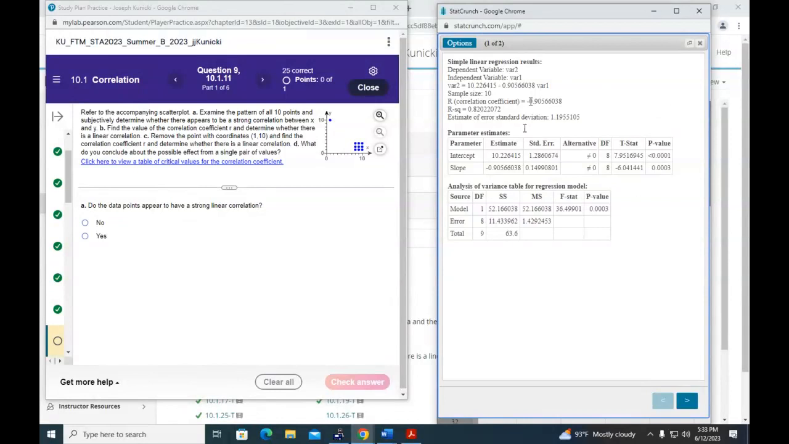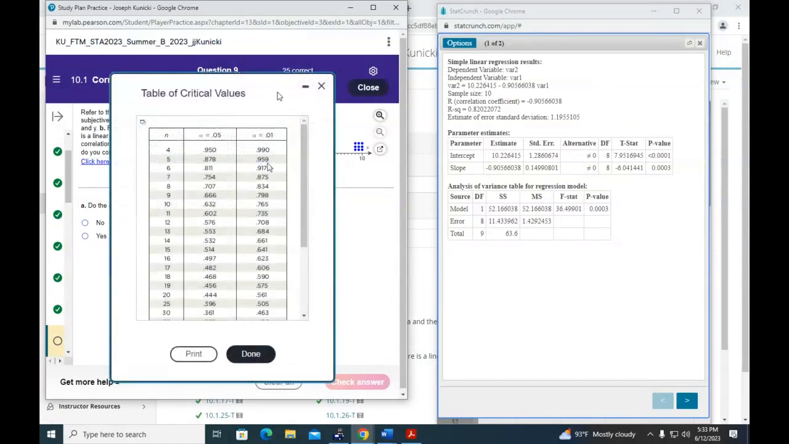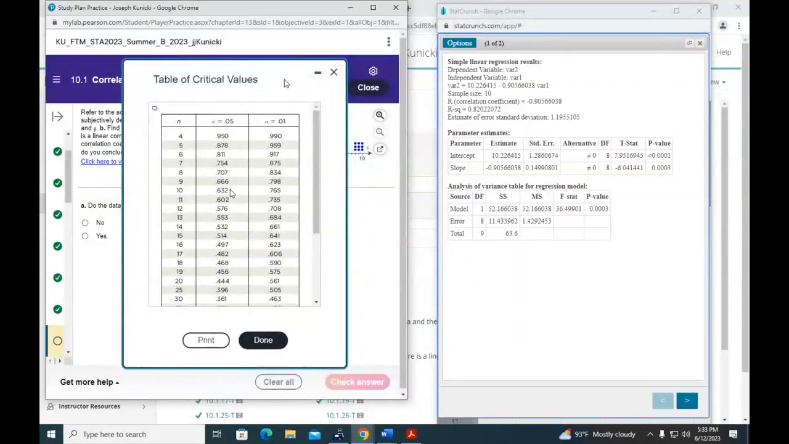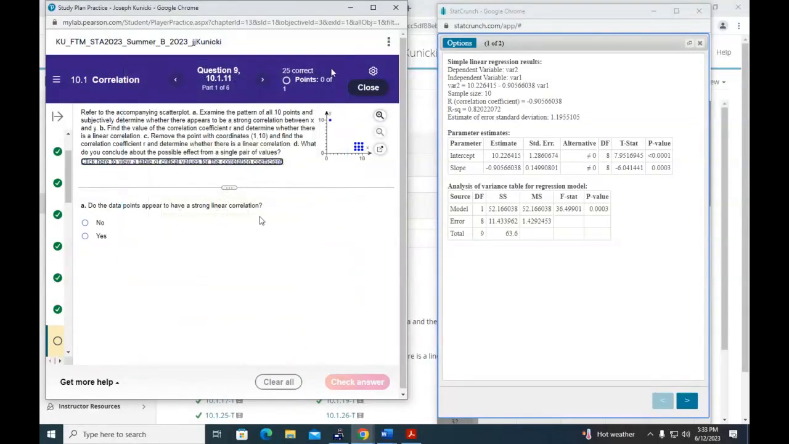So if you look at n equals 10, and do they give us alpha? They don't say alpha, so we'll just use 0.05. It's plus or minus 0.632. Well, minus 0.906, the absolute value is greater than 0.632. It's negative, but it's strong, so I would say yes.